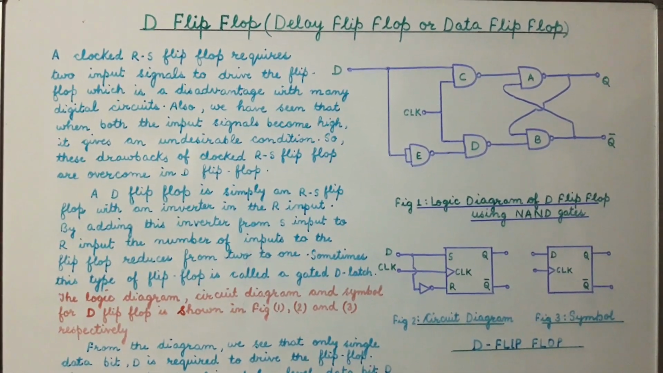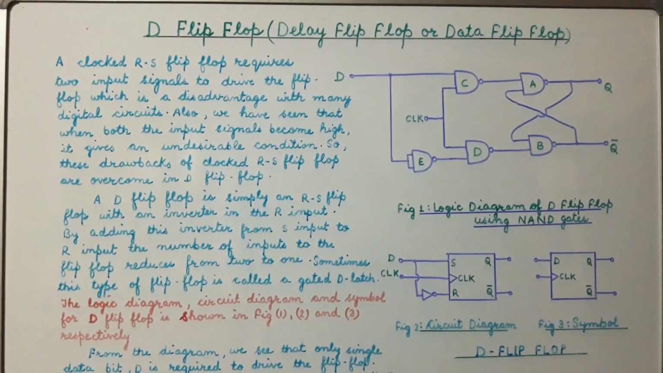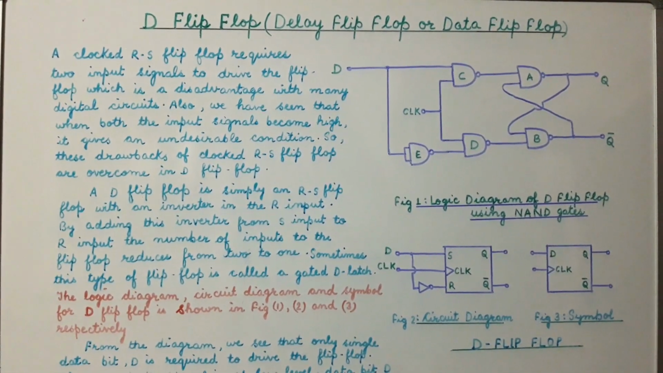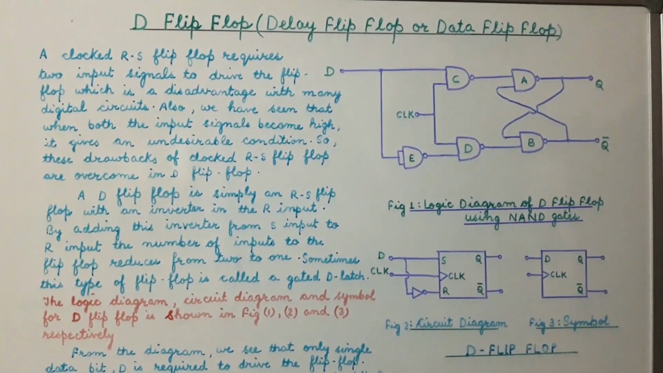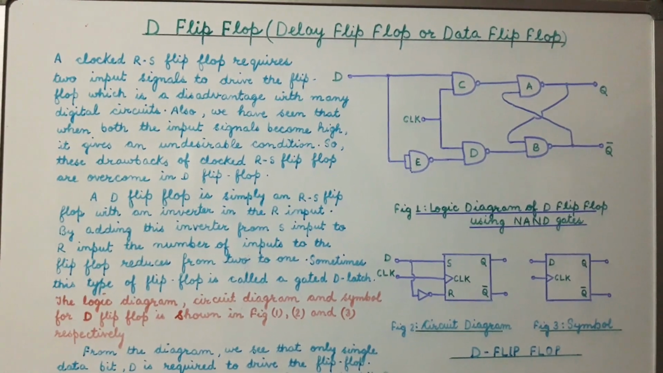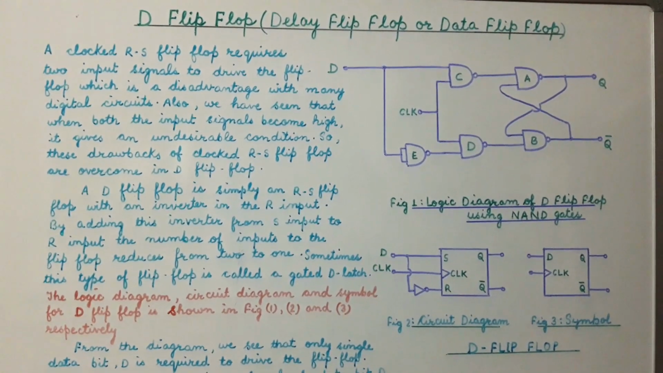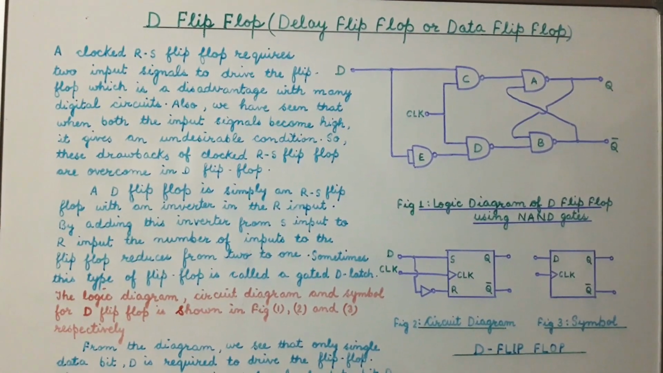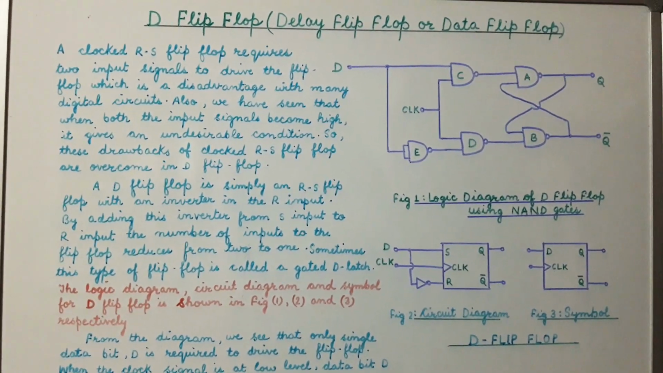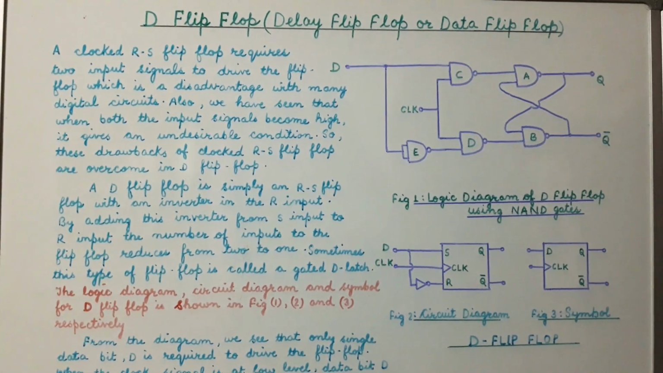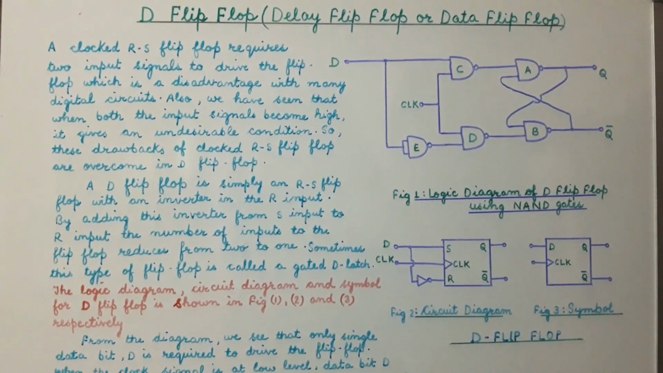Hello everyone. In this video, we will discuss the D flip-flop, also known as the delay flip-flop or the data flip-flop. In the previous class, we have studied that a clocked RS flip-flop requires two input signals to drive the flip-flop, which is a disadvantage with many digital circuits. Also, we have seen that when both the input signals become high, it gives an undesirable condition. So, these drawbacks of clocked RS flip-flop are overcome in D flip-flop.